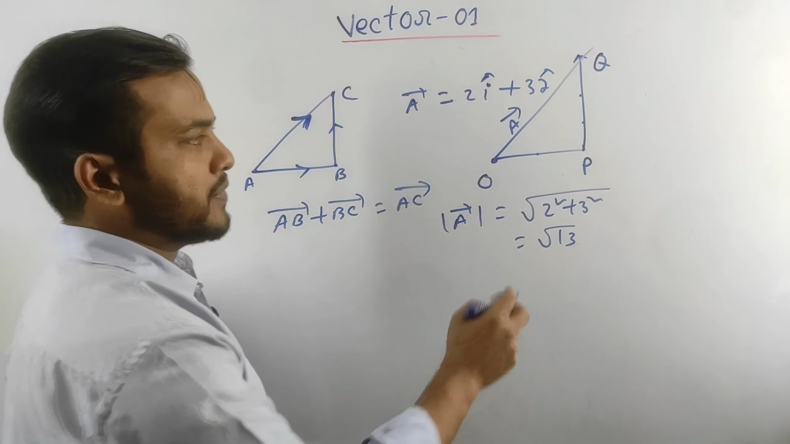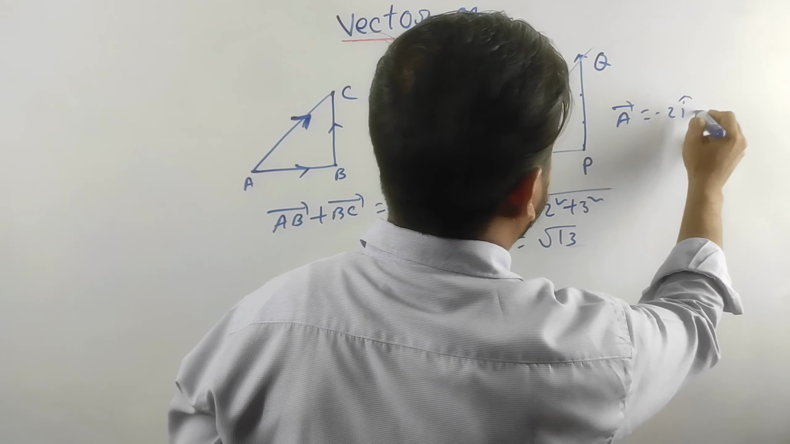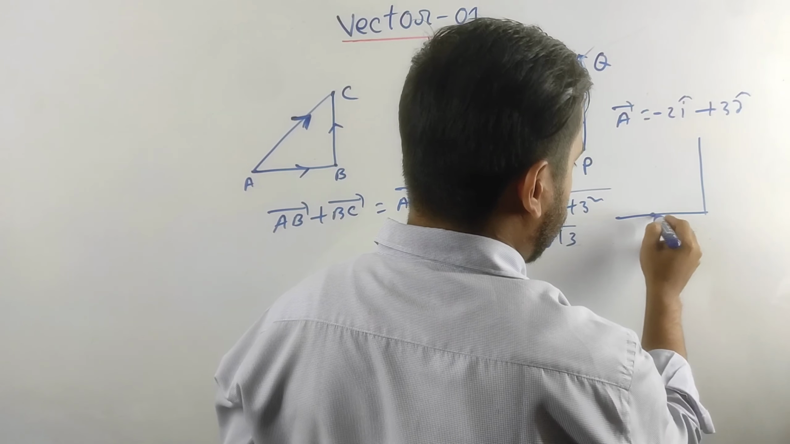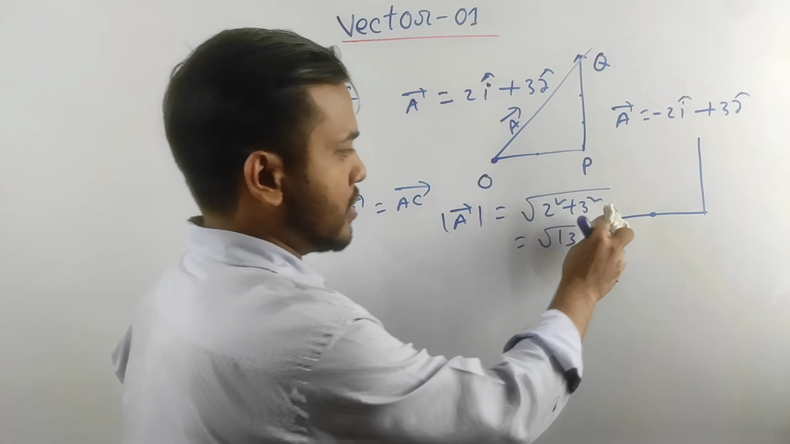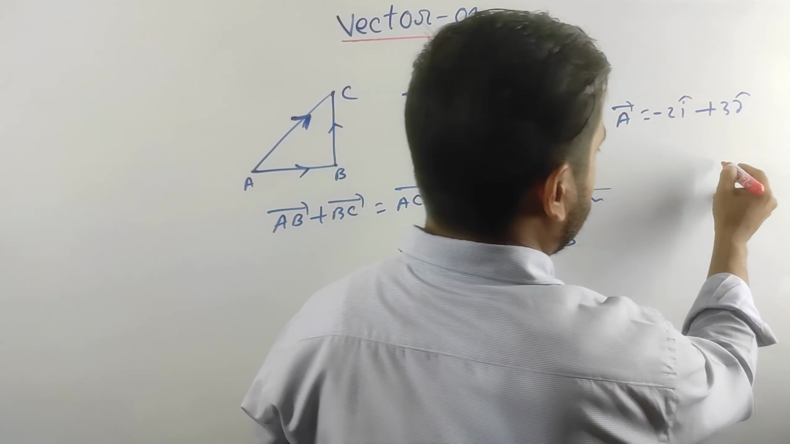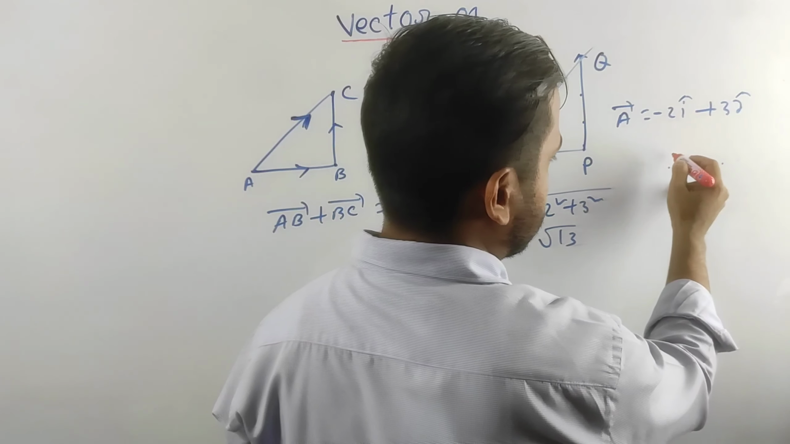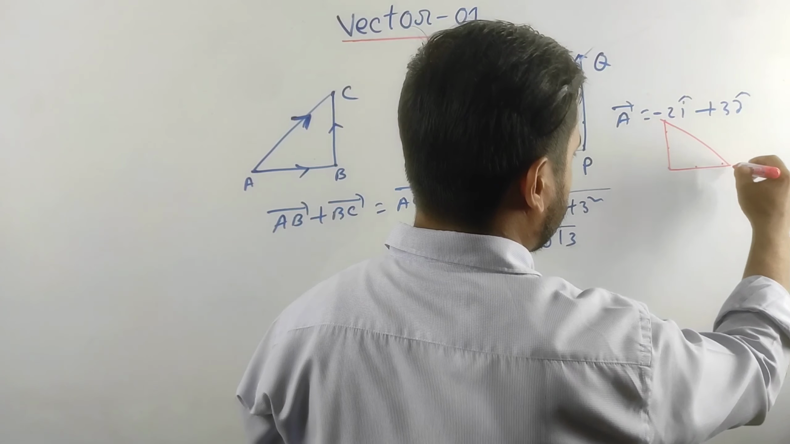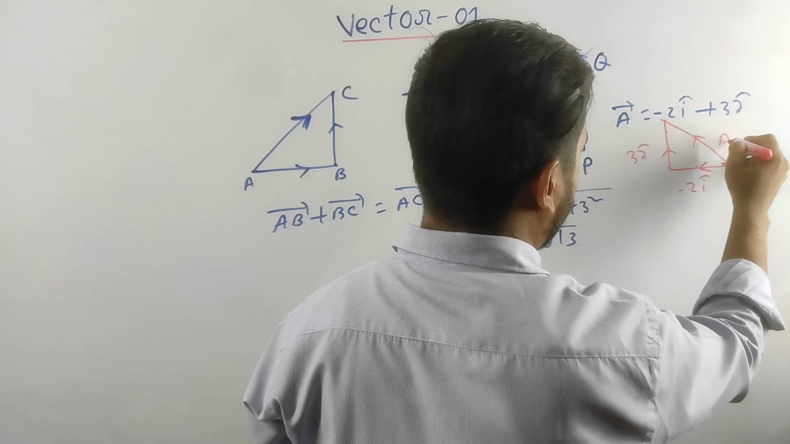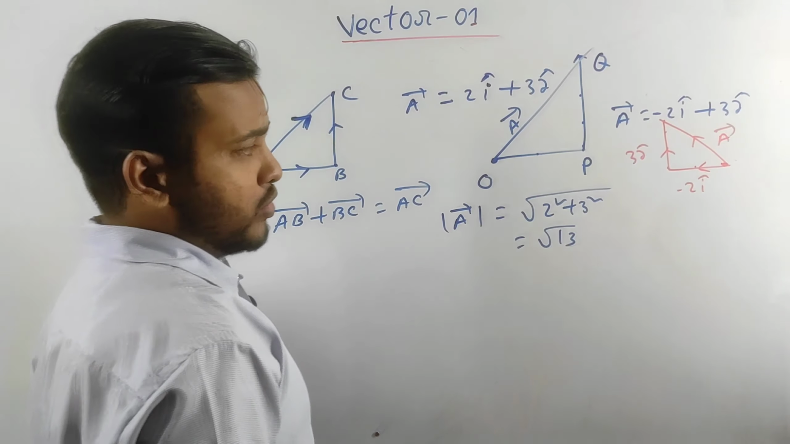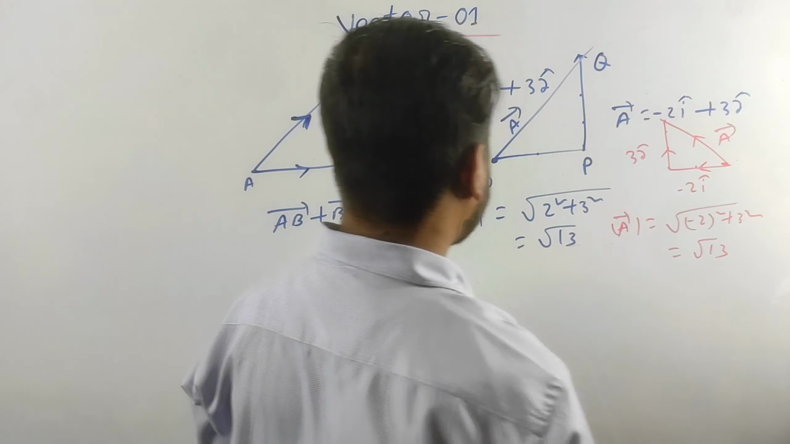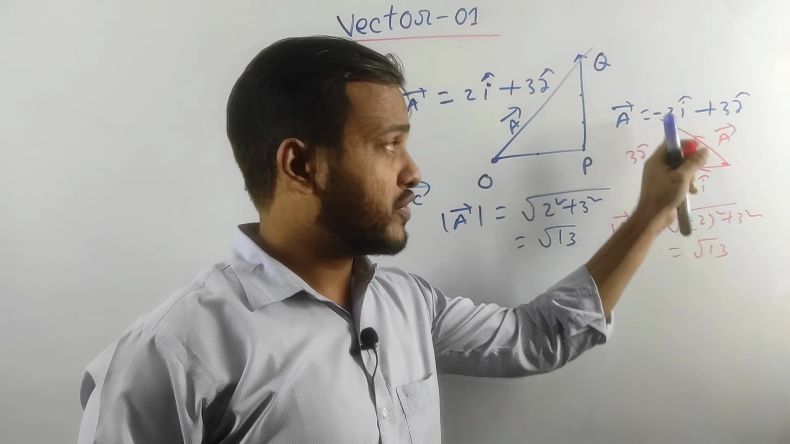If you use a vector equal to minus 2 i cap plus 3 j cap, its direction will be like this. Minus 2 i cap, then 3 j cap: minus 2, then 3, 1, 2, 3, like this. So this will be your vector quantity, vector A. Its value will again be root over minus 2 square plus 3 square, which is root 13. So for 2 dimensions, this is the square of the coefficients of the vector quantity.